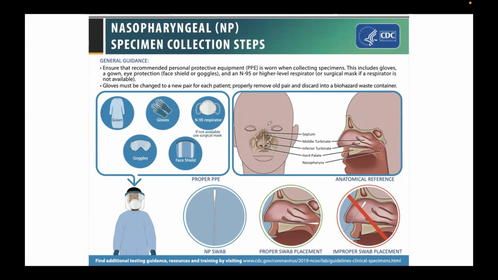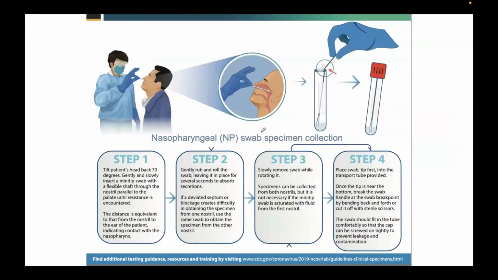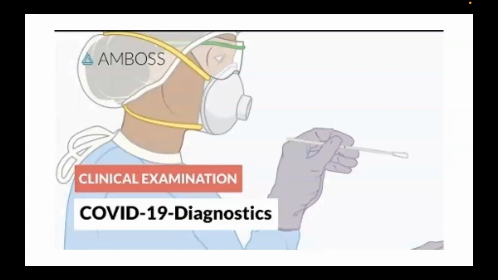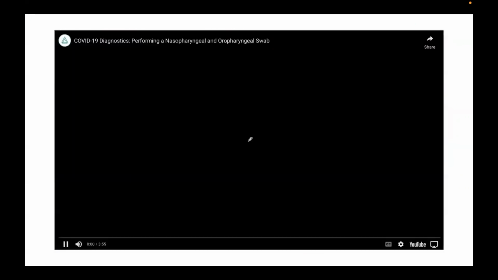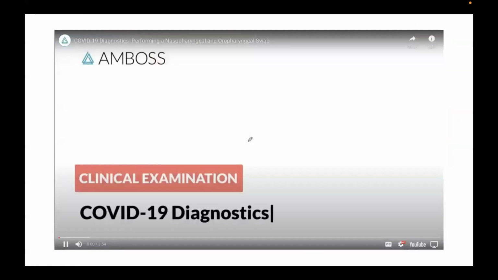So, dapat alam po muna natin kung ano yung mga parts of the nose, ng ating mouth, para matarget natin yung tamang organ na ating isa-swab. And please ensure to wear your personal protective equipment in doing so. So, ayan, 70 degrees lang po and gently, slowly insert the mini tip or flap swab kung tawagin through the nostril parallel to the palate. Ayan. So, panoorin lang po natin yung video para ma-apply natin yung step-by-step procedure na sinabi ni Ma'am.